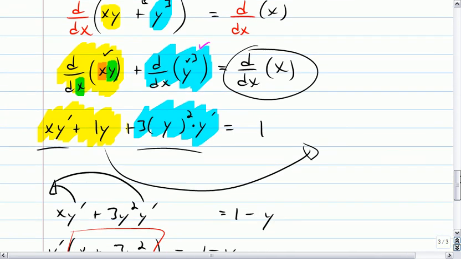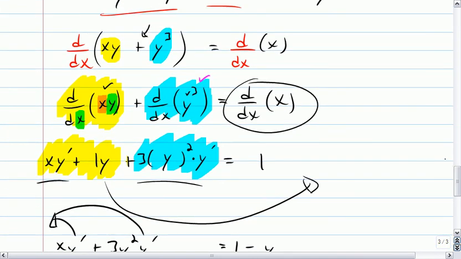Places where students usually struggle is they don't understand why, when you're taking the derivative of xy with respect to x, you need the product rule. And then they don't understand why the derivative of x with respect to x is 1, and why the derivative of y with respect to x is y prime. So they struggle a lot there.